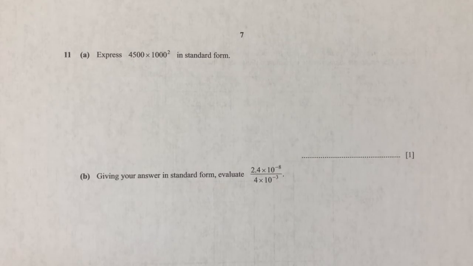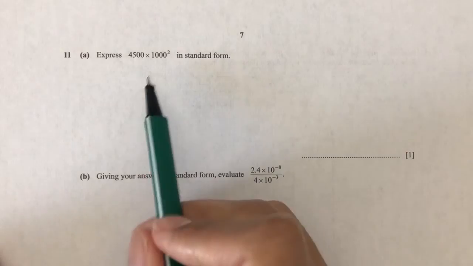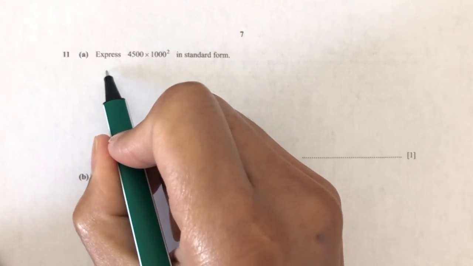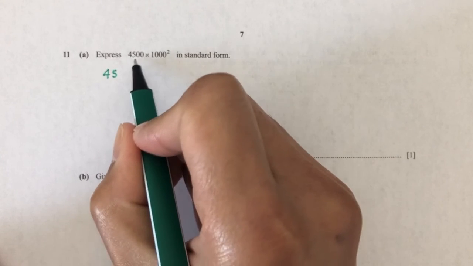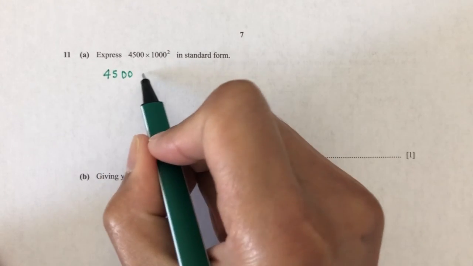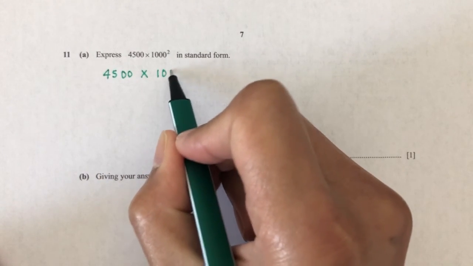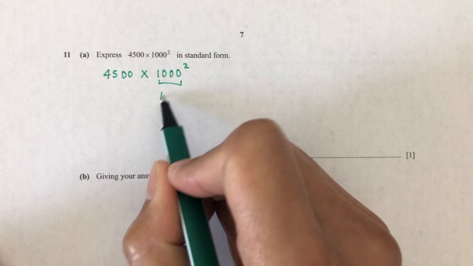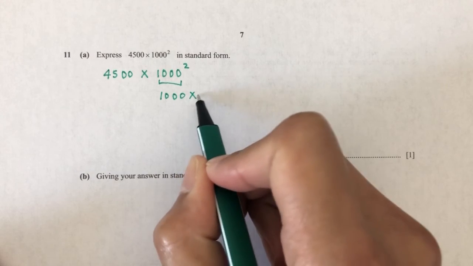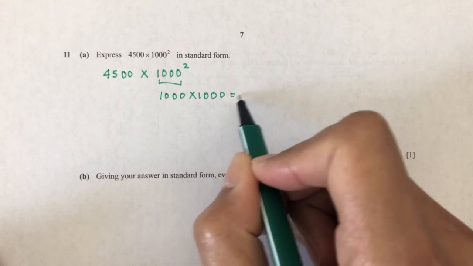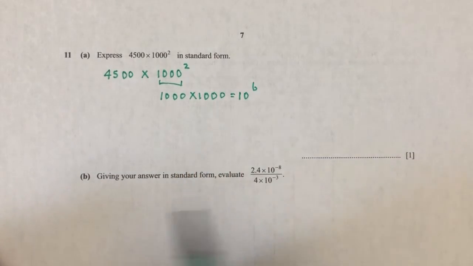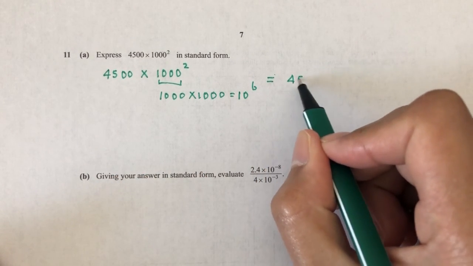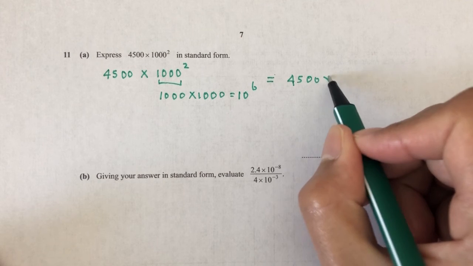Question number 11, part A. Express this number in standard form. Okay. So this number is what? Let's write it down. So 5, 0, 0 times 10 to the power of 6, which is actually 10 to the power of 6. Okay. So this becomes 4,500 times 10 to the power of 6.